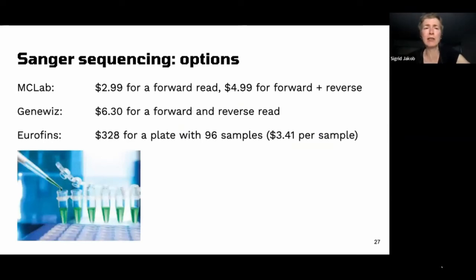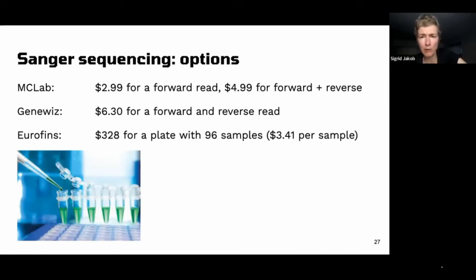Just a little bit about the cost of Sanger sequencing, because obviously that's going to be a hot question. How much do I have to pay for this? There are 3 suppliers that I know of. The lab that I use is called MC Lab in San Francisco. They charge $2.99 for a forward read, or $4.99 for forward and reverse. Forward and reverse is best practice, because if one of the reads is a little bit iffy, you can overlay the reverse and together they make a good read. But if I'm feeling confident, I will often just do the forward and then see how that goes. So that's $2.99 per sequence.